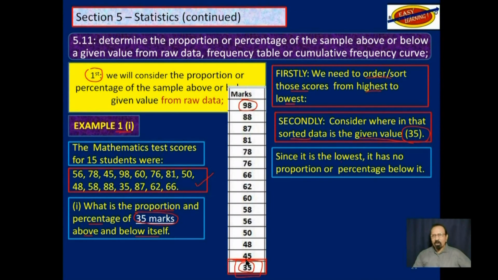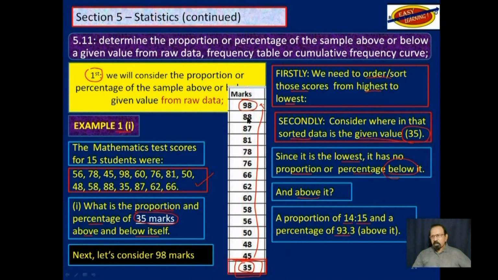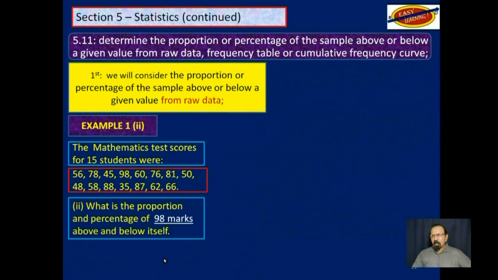So since it is the lowest, it has no proportion or percentage below it because it is the lowest. However, above it, the proportion is 14 out of 15, because you have 14 values above here, and there are 15 in total. When you work that out as a percentage, it is 93.3%.